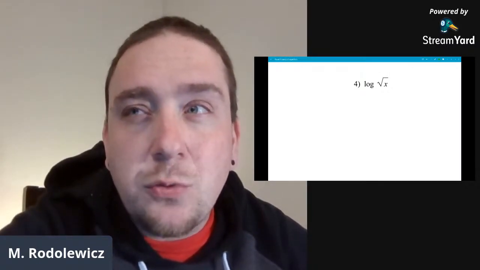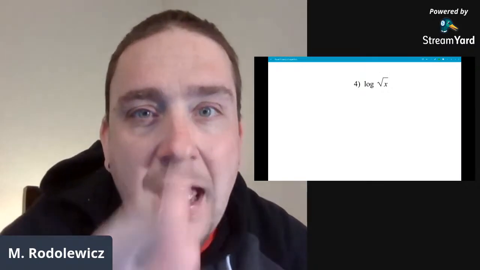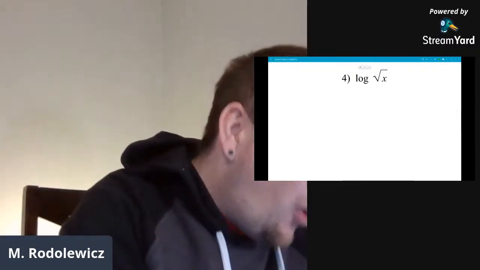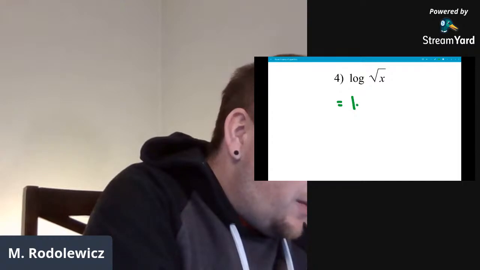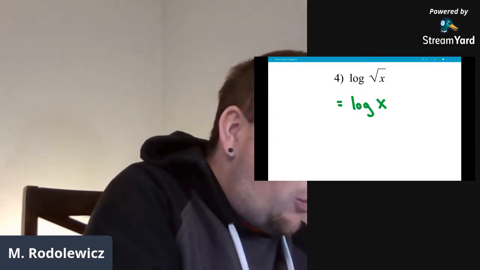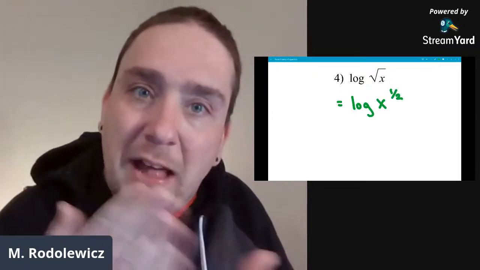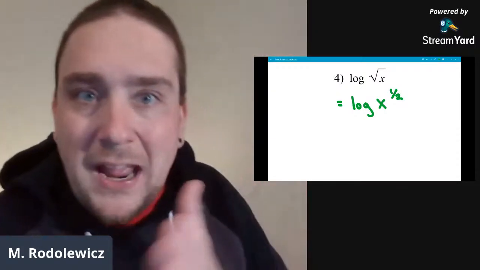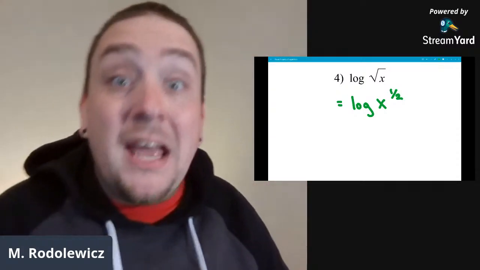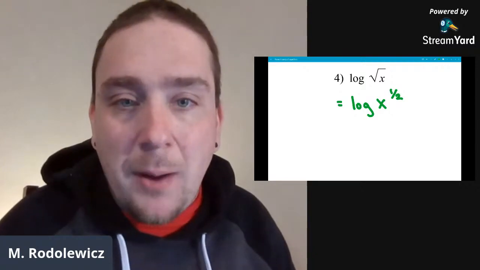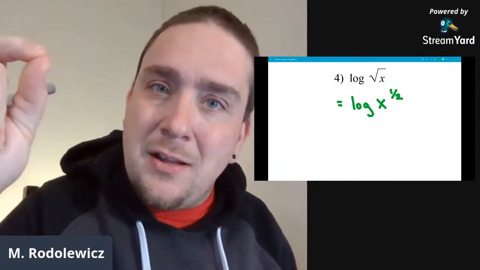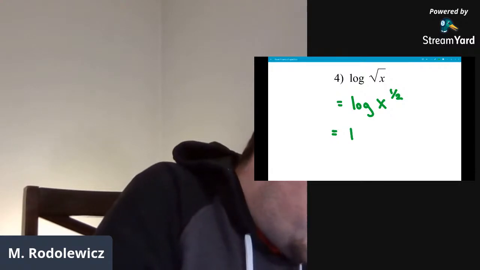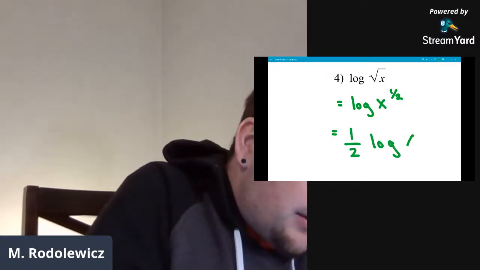What do we know about square roots as exponents? Square roots are 1/2 exponents. Awesome. So we can call this log x to the 1/2, right? So that's not a logarithm property. That's square roots are 1/2 exponents. And now we can use the log property that says, hey, that's an exponent inside a logarithm. Bring it down. 1/2 log x.